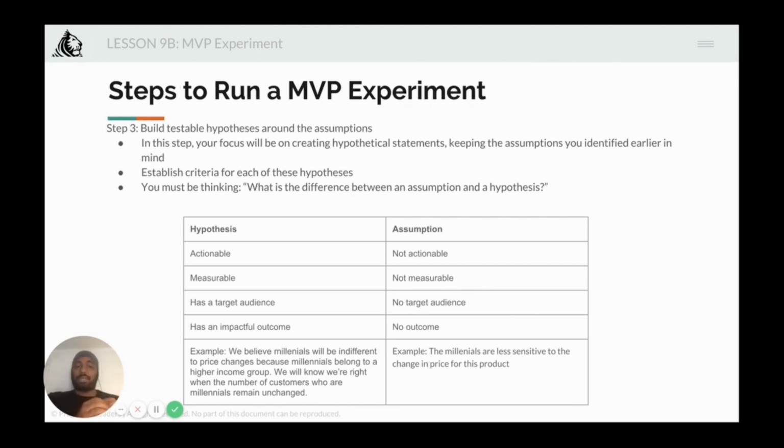The assumption is the millennials are less sensitive to the change in price for this product, right? But hypothesis makes it dead clear. We exactly know what will the success criteria be, how will we measure it, what is the target audience, what is the impactful outcome, everything.